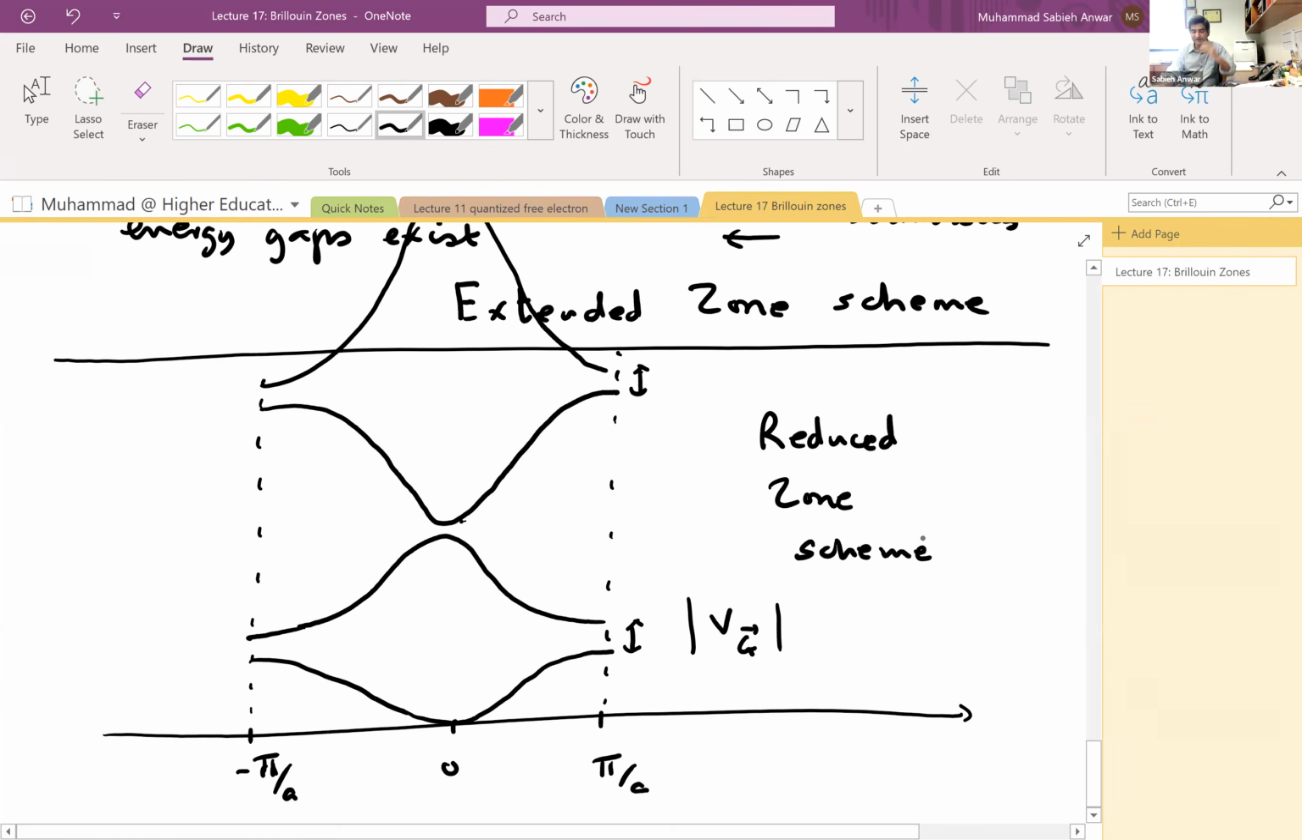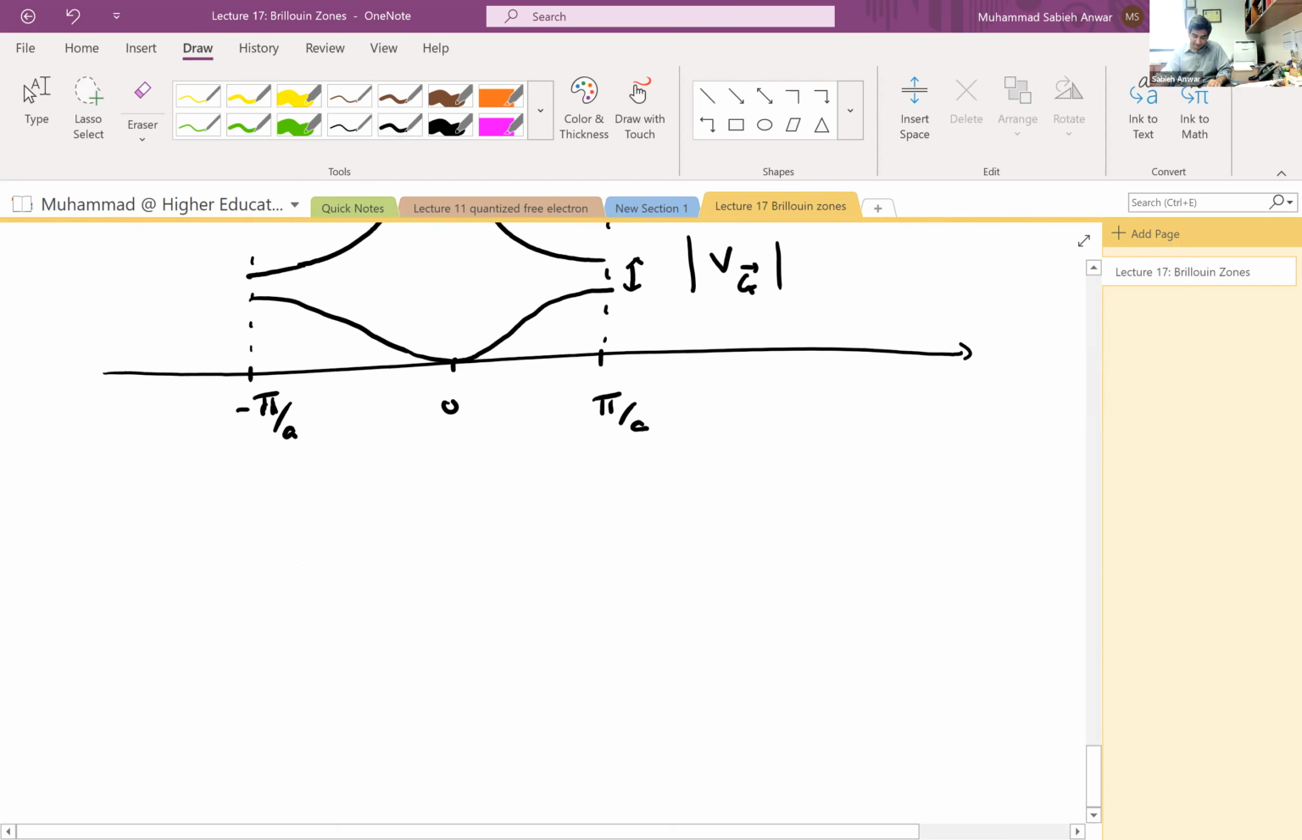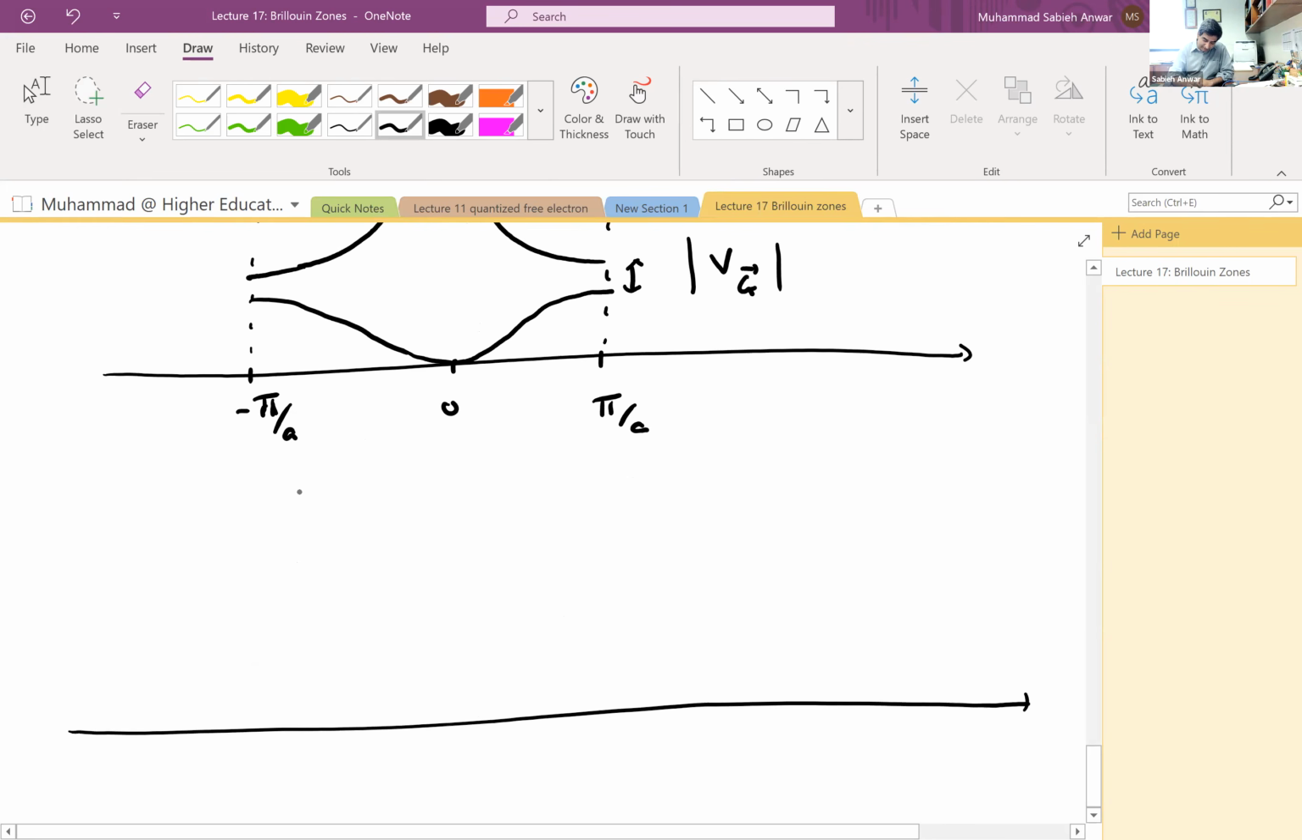So we had the extended zone scheme, one way of drawing the Brillouin zones. Now we have the reduced zone scheme. That's another way of drawing the Brillouin zones. And we can also do the following. Another technique is to take the reduced Brillouin zone and repeat it in all of k space. So this is what you could also do.